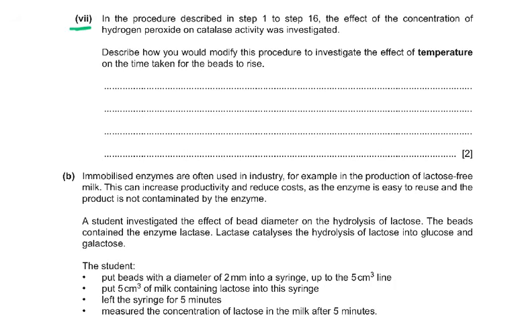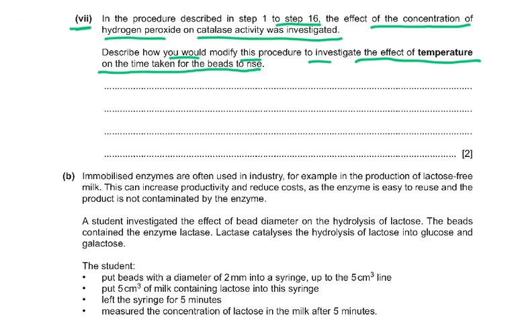Then part 7. In the procedure described in step 1 to step 16, the effect of the concentration of hydrogen peroxide on catalase was investigated. Describe how you would modify this procedure to investigate the effect of temperature on the time taken for the beads to rise, and it's 12 marks. Well, it's very simple. You use the same concentration of hydrogen peroxide. You don't change that. You use 5 different temperatures and you use a thermostatically controlled water bath.